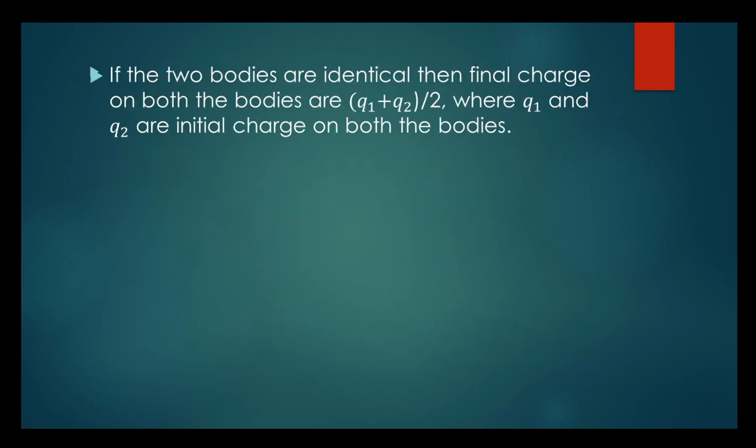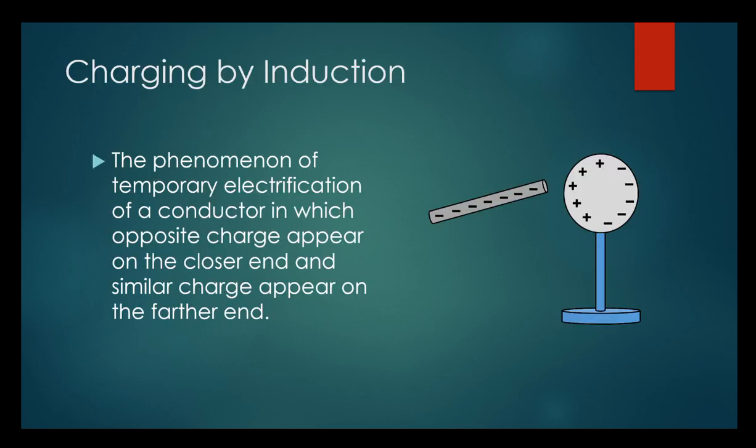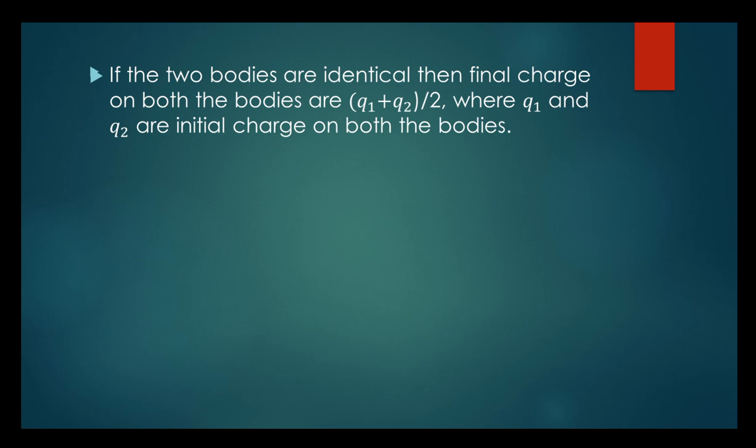Suppose we have two identical bodies, then the final charge on both the bodies is (Q1 + Q2)/2. So if two bodies are identical and one body has initially Q1 charge, the second body has initial Q2 charge, then finally the two bodies will acquire an equal amount of charge, given by (Q1 + Q2)/2. Even if we have two non-identical bodies, even in that case we can use conservation of charge to find out the final charge on a given sphere or on a given body.